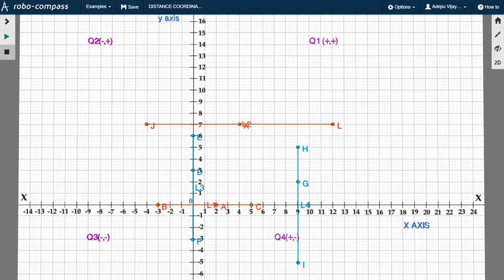Similarly, on your y-axis, the x coordinate is 0 and the line HGI, this is a line which is parallel to y-axis. In this line, all the x coordinates are the same. So you can see H has the coordinates 9, 5, G has the coordinates 9, 2 and I has the coordinates 9, -5.